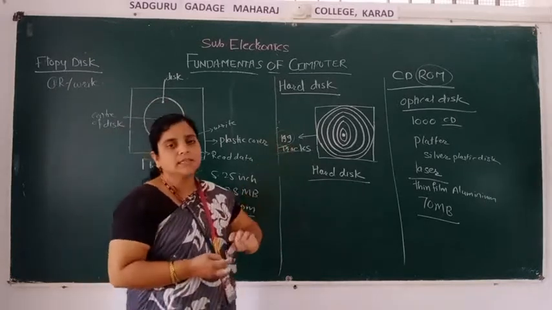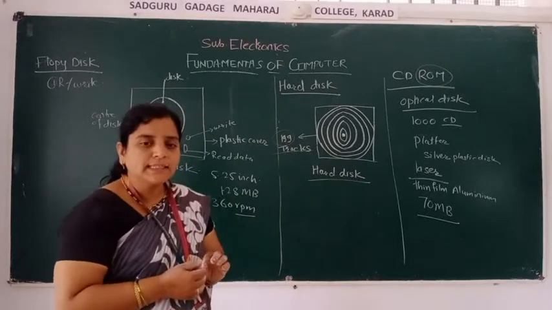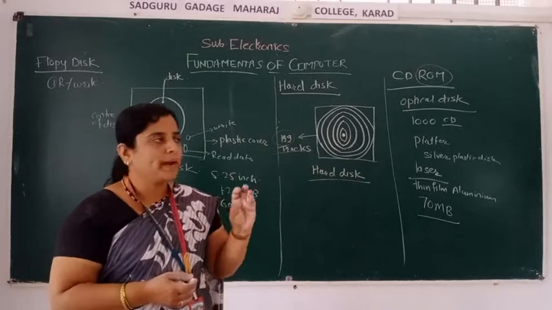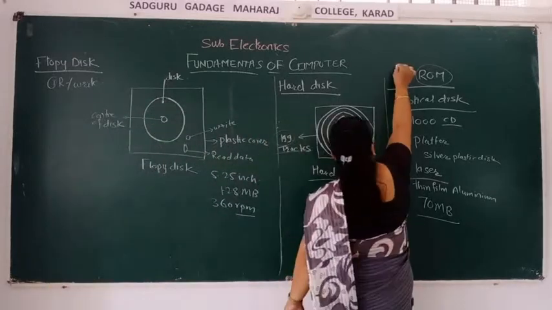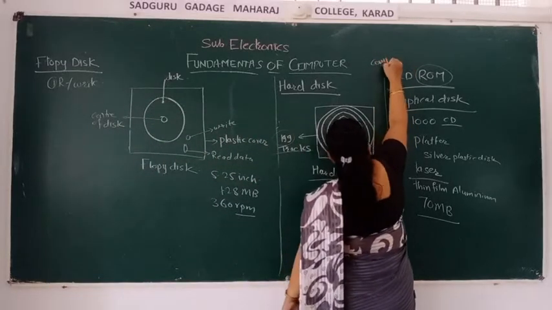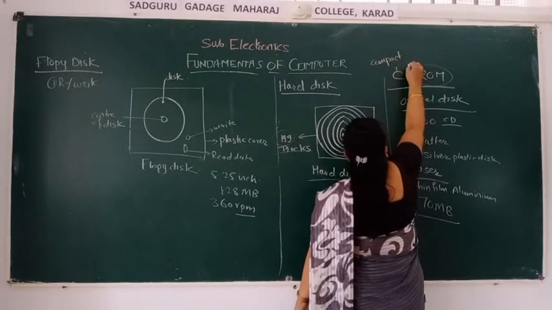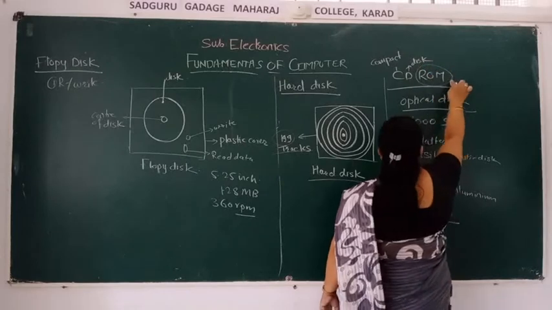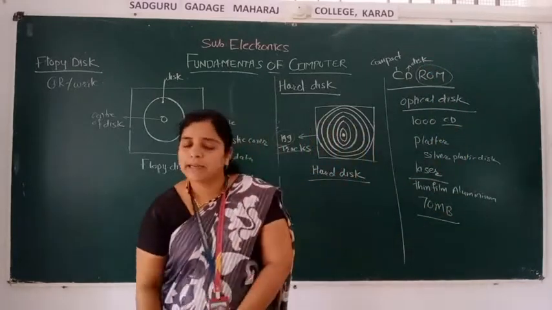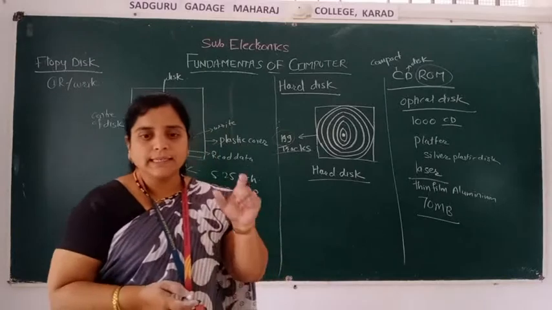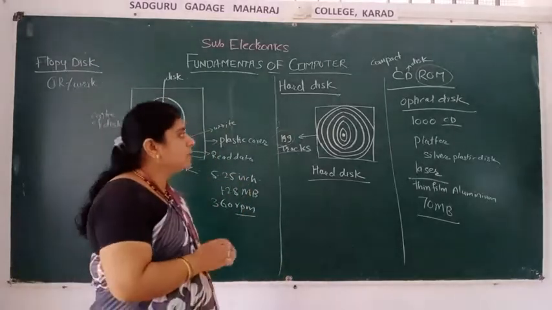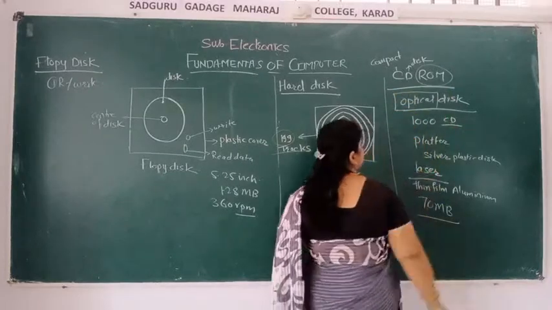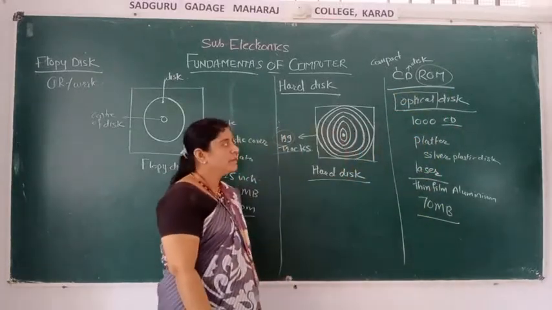And the last is the CD-ROM. CD means what? Compact disk. This C indicates compact and D is the disk. CD-ROM means compact disk read only memory. It is a single optical disk. Optical means what? It depends on light. No electrical signal is given here, so it works on light.